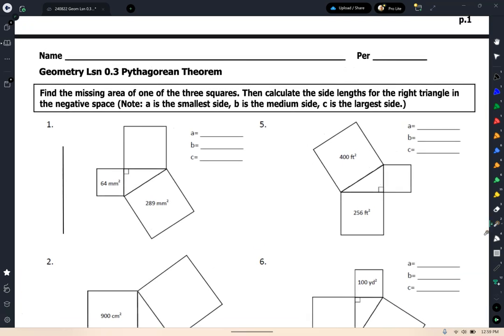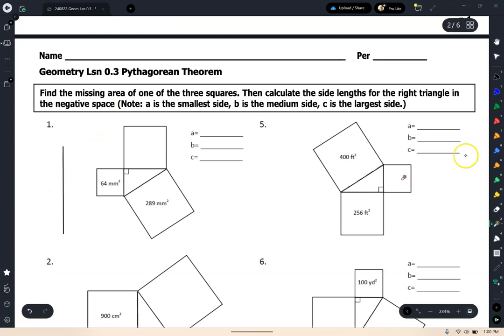Your job is going to be to find the missing square's area of the 3 squares, and then we're going to use that with our Pythagorean theorem in order to find the 3 side lengths of the squares, or if you want to think of it as the 3 side lengths of the triangle, we can talk about it that way. A is going to be our smallest side, B is going to be our middle side, and C is going to be our largest side, okay?